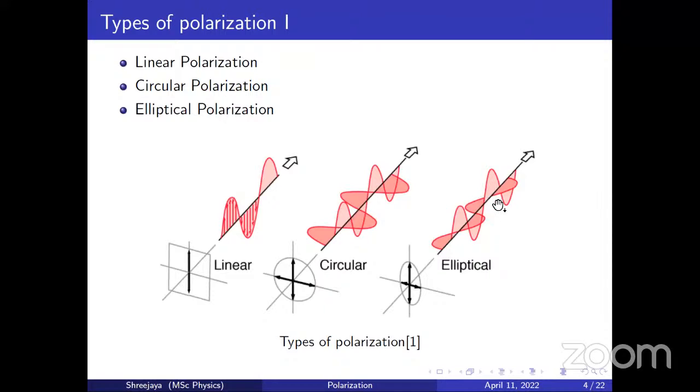We have two planes which are perpendicular to each other, and in this case the amplitudes of the two electric field components are different, whereas in circular polarization the amplitudes of the two electric field components are equal. And in the elliptical polarization, the two planes are perpendicular to each other, and their phase difference won't be equal to 90 degrees. It will be either greater than 90 degrees or less than 90 degrees, and hence we get this elliptical pattern.